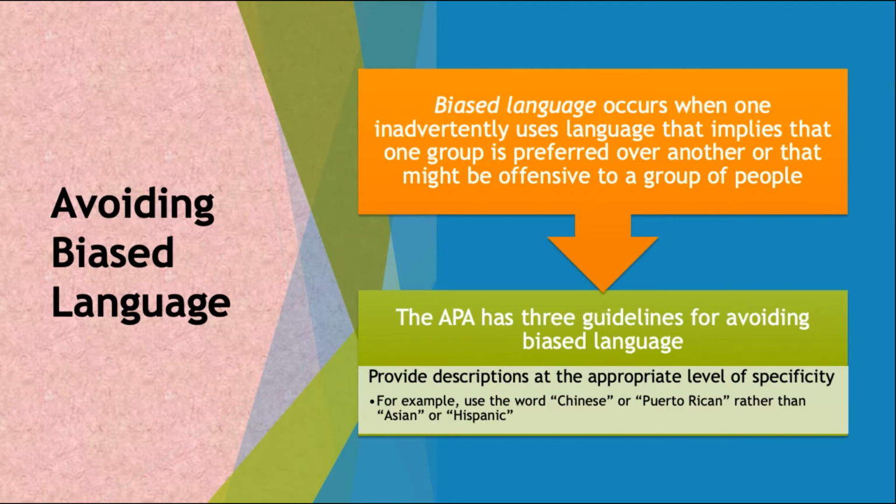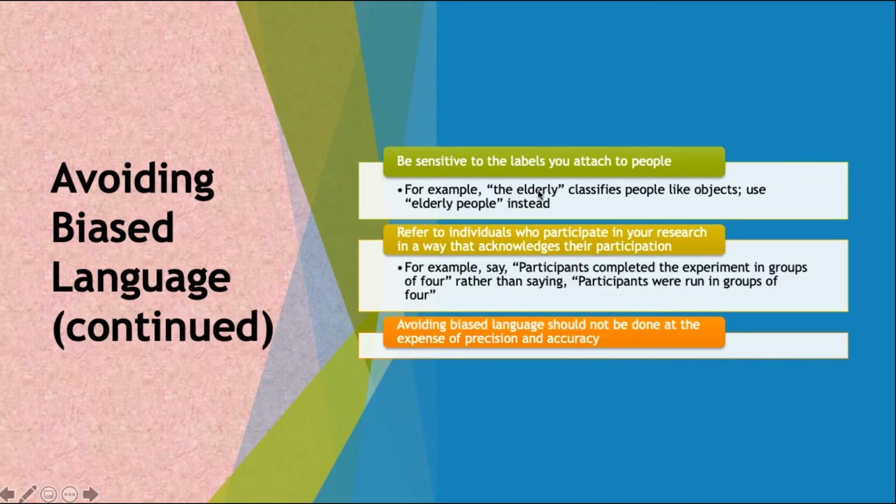So the second guideline deals with issues of labeling. You should be sensitive to the labels you attach to people. Avoid labeling groups of people. For example, the label the elderly categorizes people as if they were objects. The term elderly people is preferred, based on APA 2010.